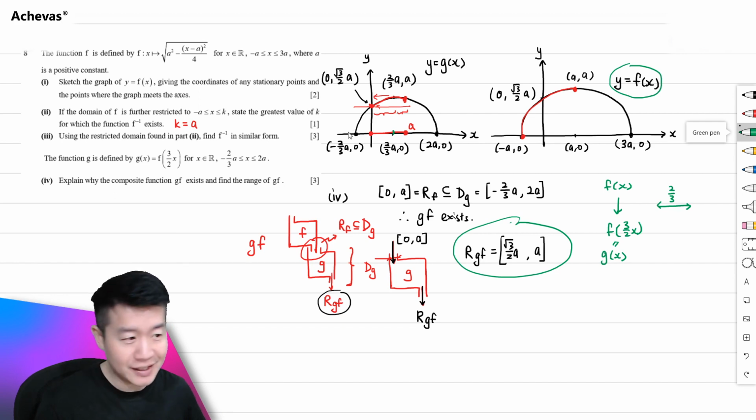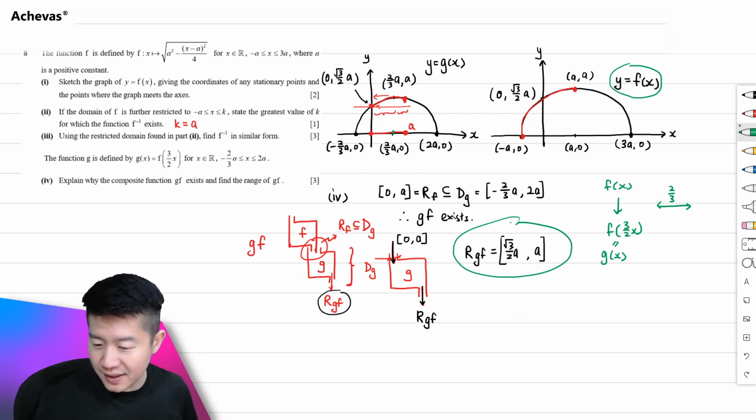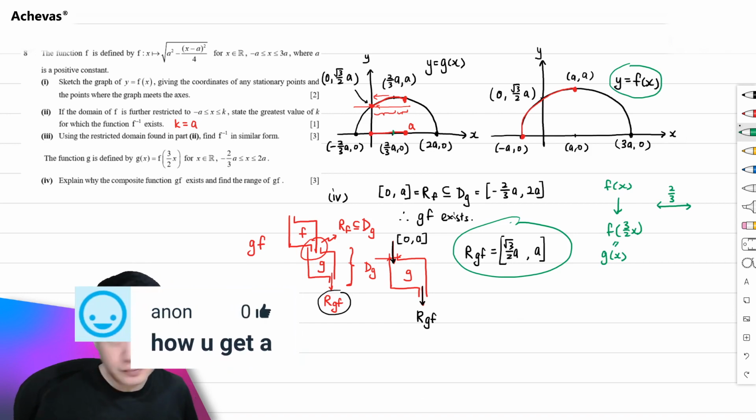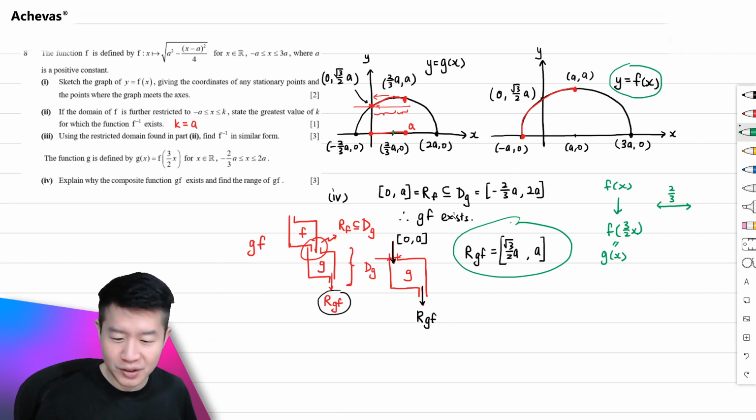How you get A? I didn't manage to get A. Because somebody is asking about how am I going to get A? So A remains as A. I didn't change A at all. How you get A. Did I interpret your question wrongly?